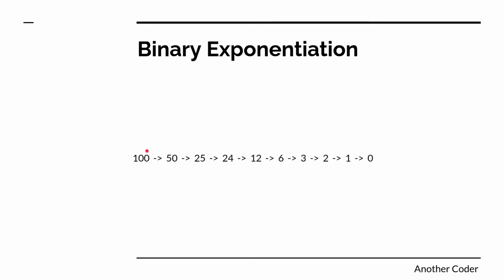For example, the power is 100, so it will go something like this. From 100 it will become 50, from 50 to 25, then 24, because 25 is odd, then again 12, 6, 3, then it is odd again, so it becomes 2, then 1, and then 0. So this is the first initialization part, and then we have 1, 2, 3, 4, 5, 6, 7, 8, 9 steps, a total of 9 steps.